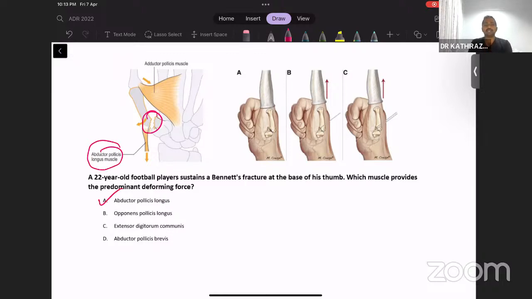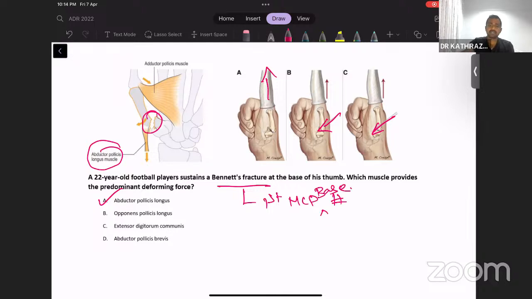Abductor pollicis longus. So whenever there is a Bennett fracture, if you say, oh, I will just put a POP, then I'll correct you, it is very, very difficult, because the intact abductor pollicis longus would pull the bone. So you stabilize the fracture and put a K wire. So Bennett fracture means a first metacarpal base fracture.